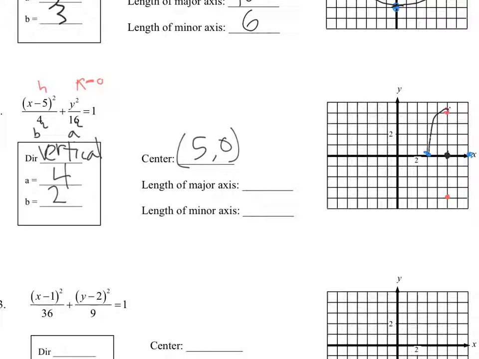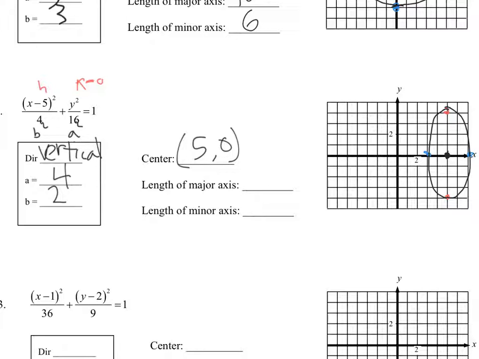So when you go ahead and connect, you can see that. So what is the length of the major axis? Well, the length of the major axis would be double from the center to each side. So if this is 1, 2, 3, 4, it's going to be 8.